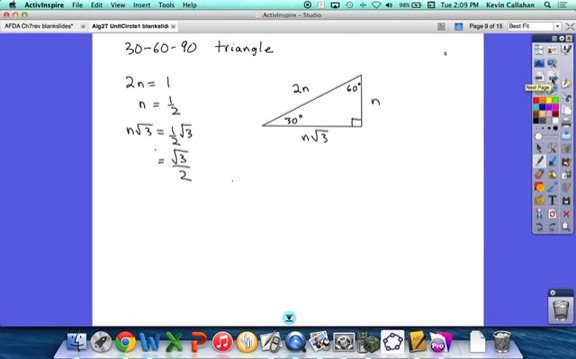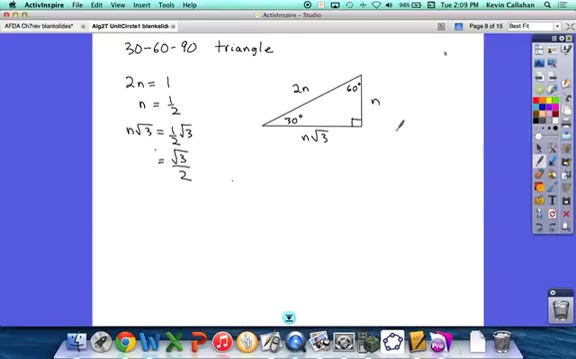So remember the dimensions of a 30, 60, 90 triangle, right? These are just formulas. The hypotenuse is 2n. The side across from 30 is n. And the long leg of the right triangle is n times the square root of 3. Right? These are the formulas that you used when you did this in geometry.